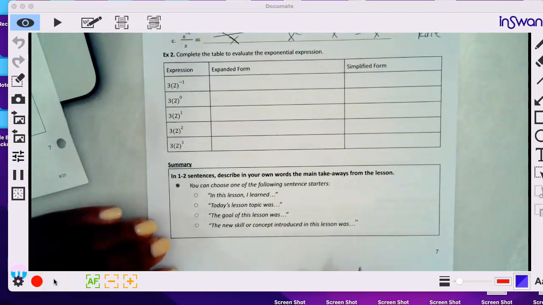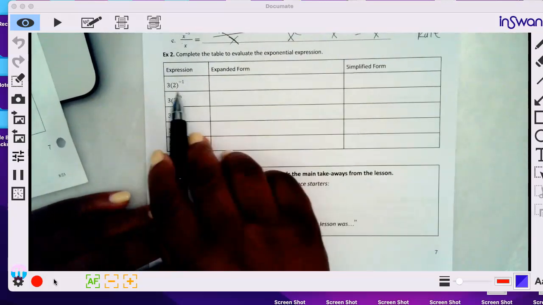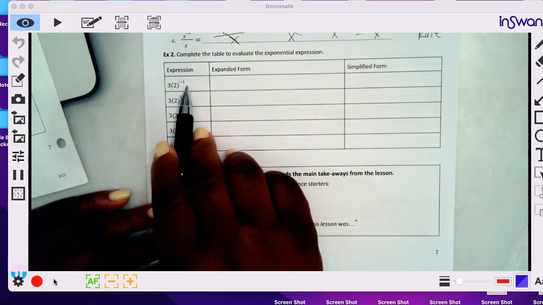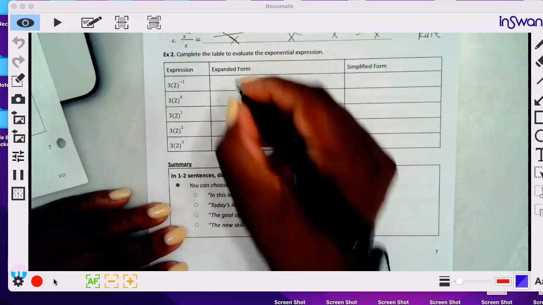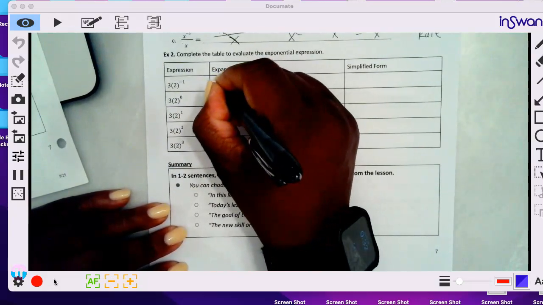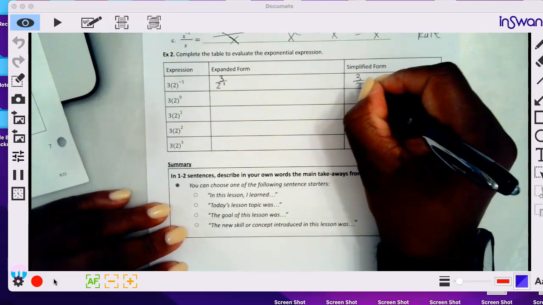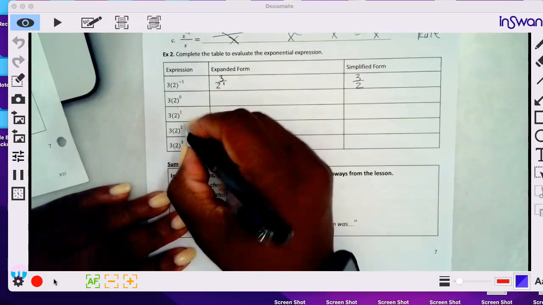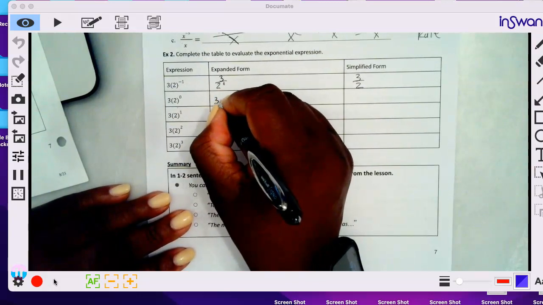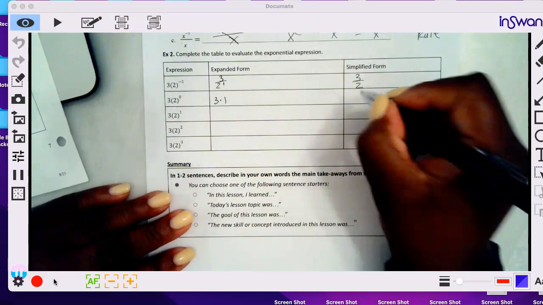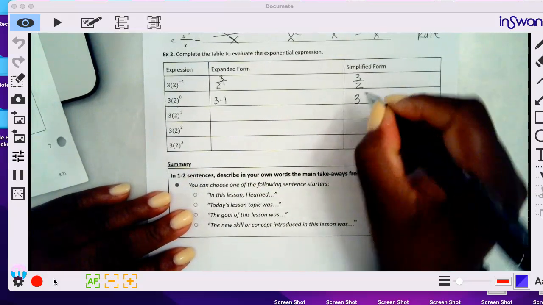Okay, in the last section, we're talking about completing this table. If we have 3 times 2 to the negative 1, that means the 2 is to the negative 1. So you have 3 over 2 to the first power. That's going to be 3 over 2. The next one is going to be 3 times 1, because anything raised to the 0 power gives you 1. So therefore your answer here should be 3.